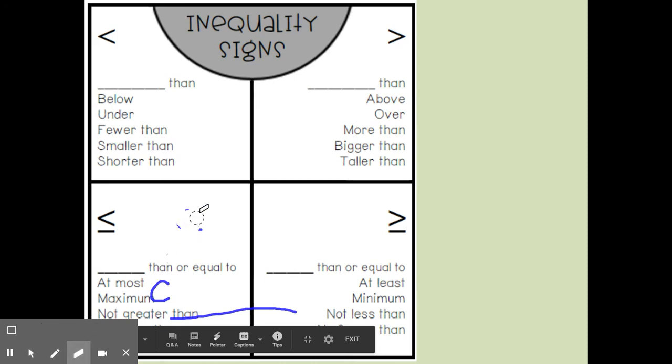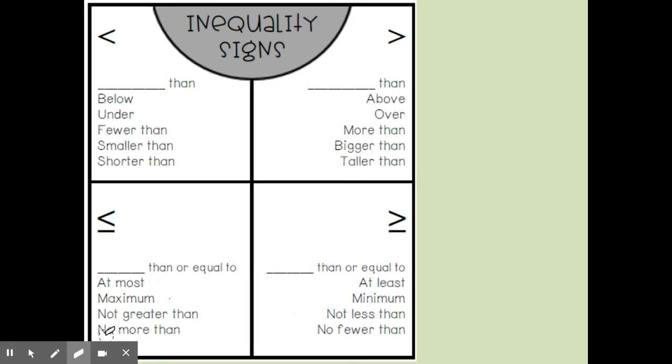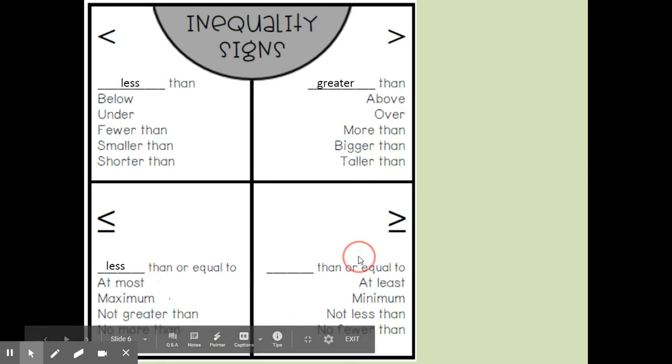But that's the easiest part, and here comes another easy part. The only difference is we're going to have to reach for keywords in order for us to use our inequality signs. So this is my less than, greater than, less than or equal to, greater than or equal to. So anytime you see these words, less than, below, under, fewer than, smaller than, shorter than, you will be using the less than symbol. Anytime you see in the word problem the following words, you will be using the greater than symbol, and so on.